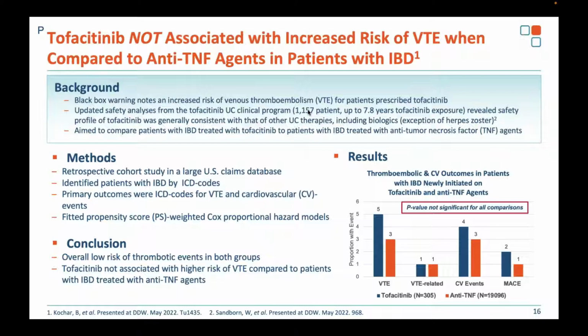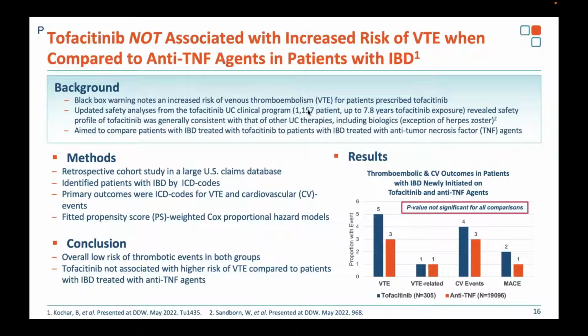And this is an attempt using large American pharma health insurance databases to try to understand whether there's actually a difference in risk factors for VTE between people treated with anti-TNF and tofacitinib. Whilst it was a large cohort, they actually had far fewer patients treated with tofacitinib, not surprisingly, than patients treated with infliximab. So I think they compared about 300 tofacitinib treated patients with nearly 19,000 anti-TNF treated patients.